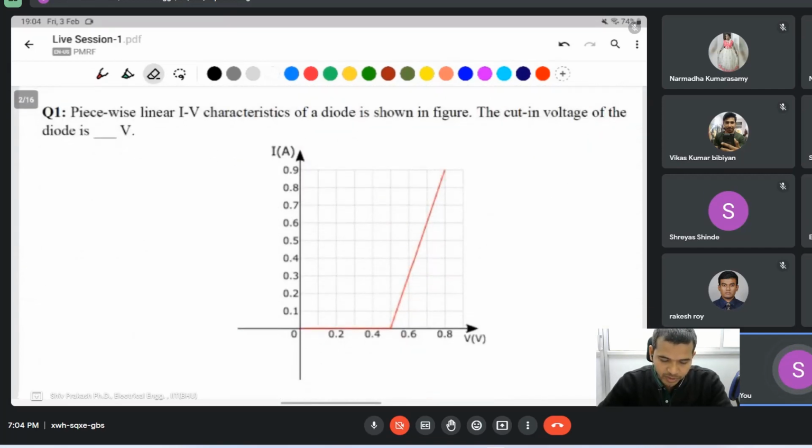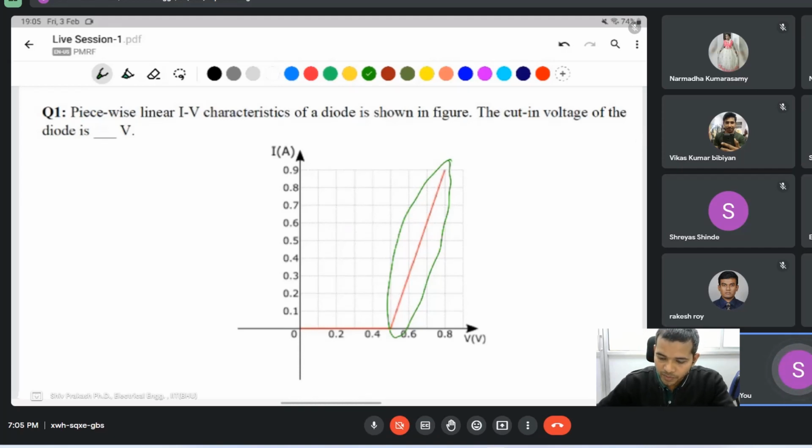Let us take question number one. The piecewise linear I-V characteristic of the diode is shown in the figure. What is the cut-in voltage of the diode? I think all of you have already solved this question, but we should know about the piecewise linear characteristic. Piecewise linear means some part of the characteristic is linear. We will see that here. It is like a linear characteristic.